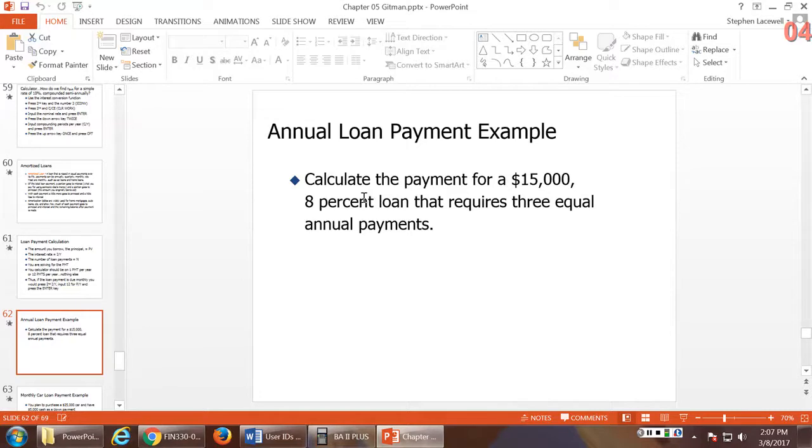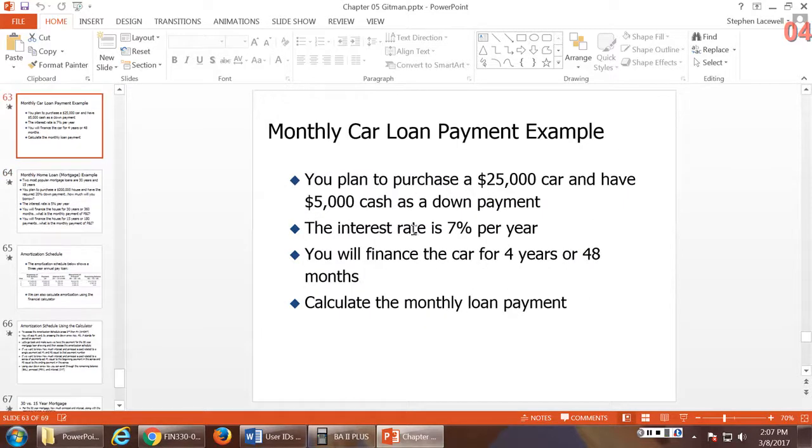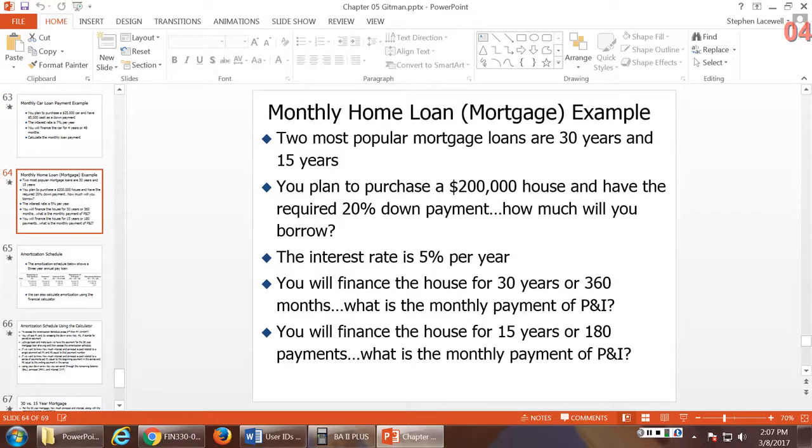So we started out with just a 1 payment per year loan payment. And then we went to a monthly loan payment. So we went to this example of purchasing a car. And the last part that I wanted to talk about today is purchasing a house, financing a house. What is being discussed here is simply that a home loan is called a mortgage loan. And the most popular mortgage loans are going to be 30-year fixed rate loans and 15-year fixed rate loans.